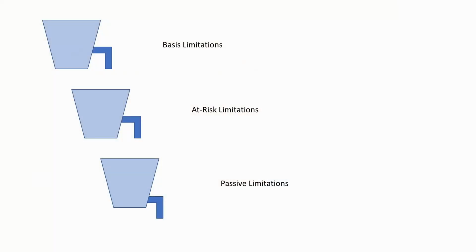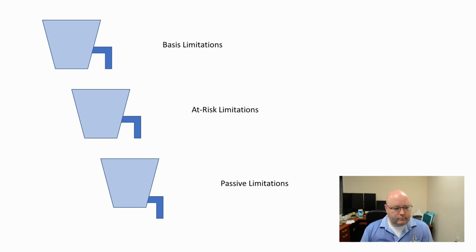And so when we're talking about loss limitations, I have what I like to refer to as the three buckets. As you'll see here, there's basis limitations, at-risk limitations, and passive limitations. Actually, I call them the three leaky buckets. There is another video series where we can talk about the three buckets, but that's dealing with something else.